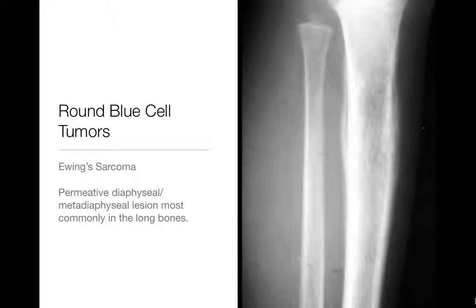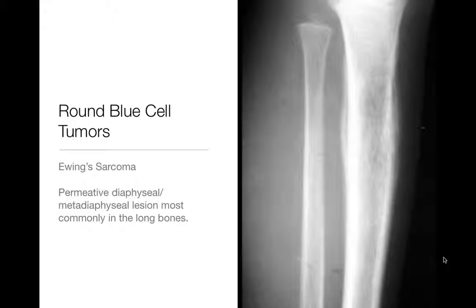Ewing sarcoma, again, another round blue cell tumor. It's typically located in the diaphysis or the metaphyseal-diaphyseal region. Classically it appears as a permeative lesion associated with aggressive periosteal reaction, as we see here. This was a case of Ewing sarcoma.